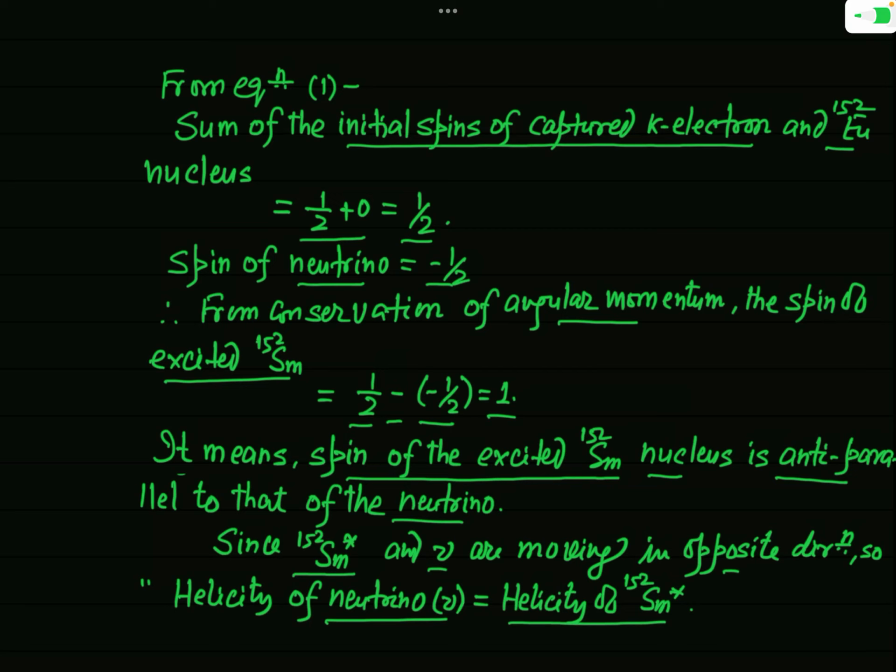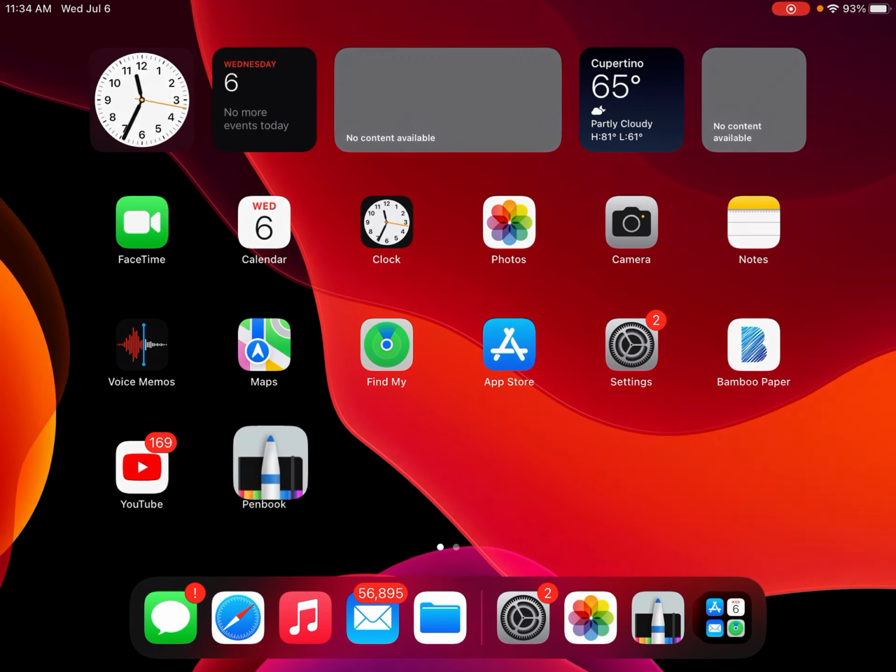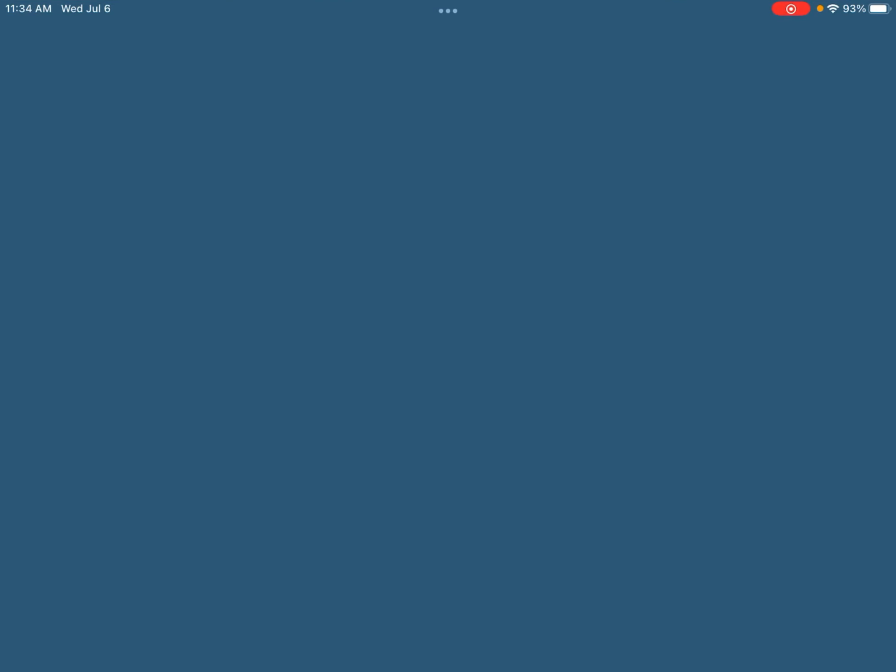And so we conclude that the problem of measuring the helicity of the neutrino has been reduced to the helicity measurement of the excited Sm-152 nucleus. It means if you want to measure the helicity of the neutrino, you design an experiment to measure the helicity of this Sm*-152 nucleus.